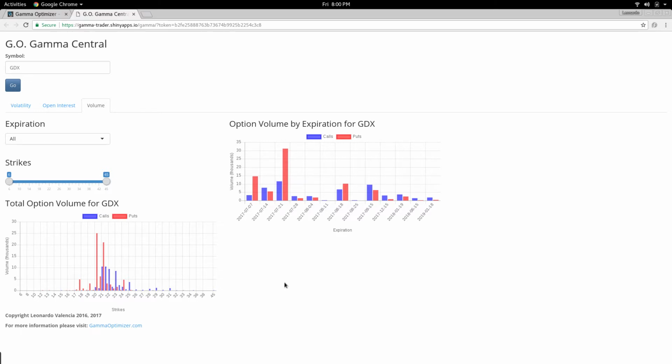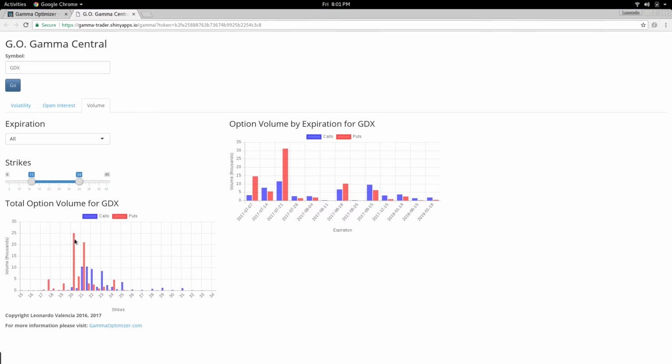Volume, on the other hand, updates in real time. So if you're using this tool during the day, you will see volume changing consistently. Because I am using it after the close, I am seeing the total volume for the day. So you can see what happened during the day here. You can see, for instance, the most active strikes today across all expirations.